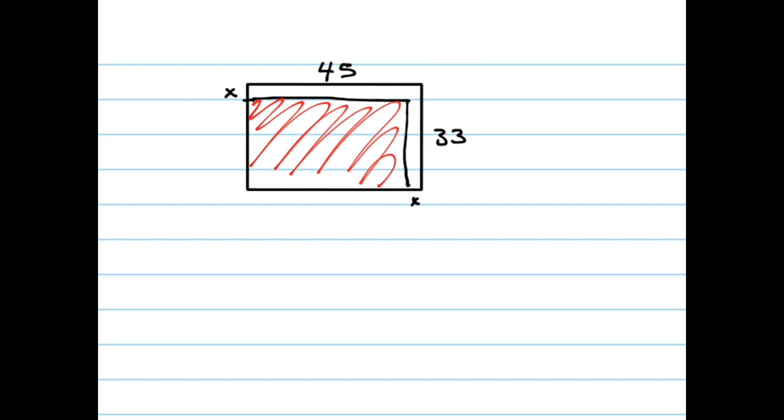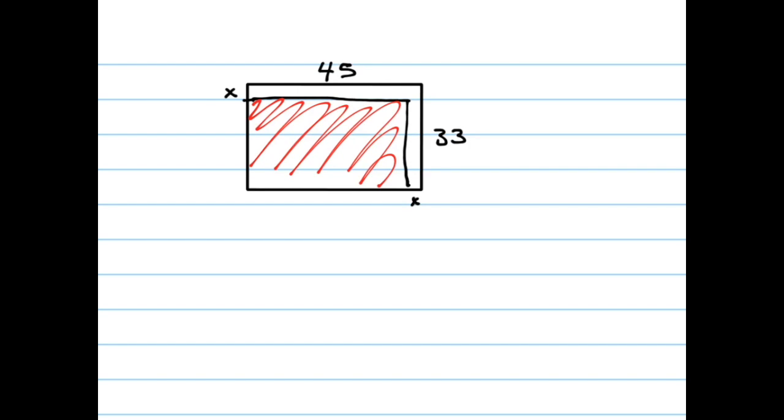like so. Now, the total width is 45, the total length is 33, and the width of the walkway all the way around is x feet. So we want to write a polynomial that represents the area of the skateboard park. Well, that's this region in here.